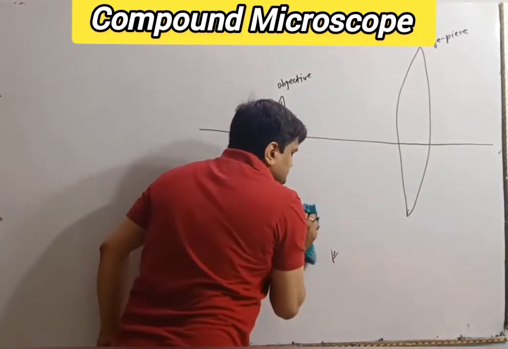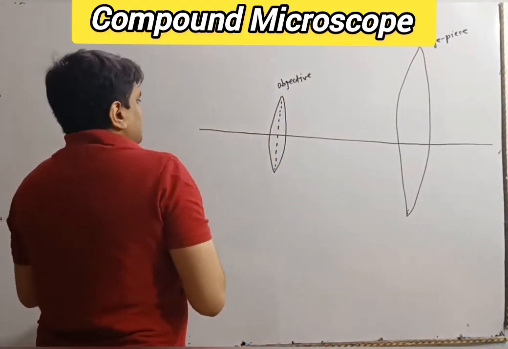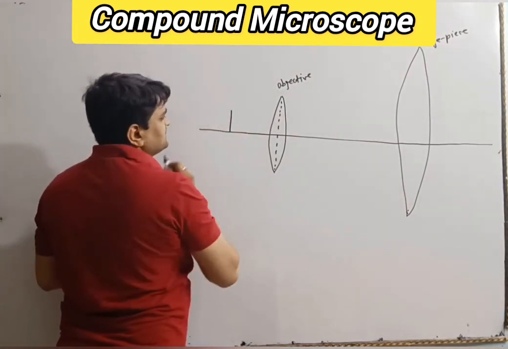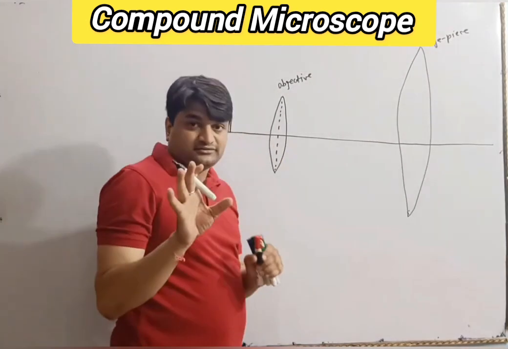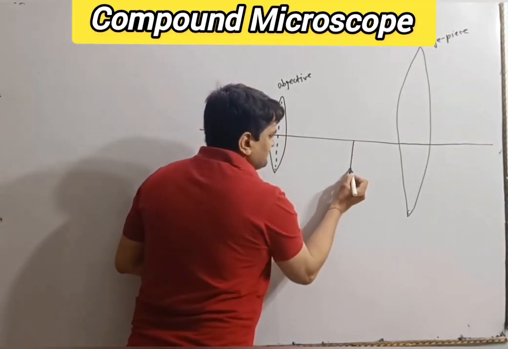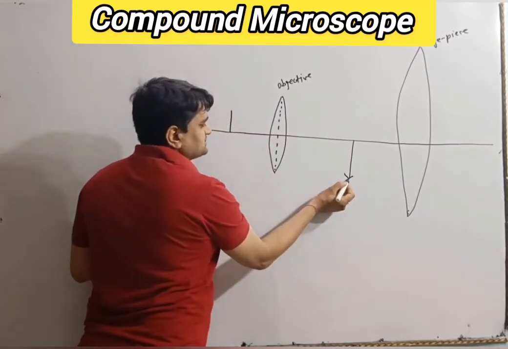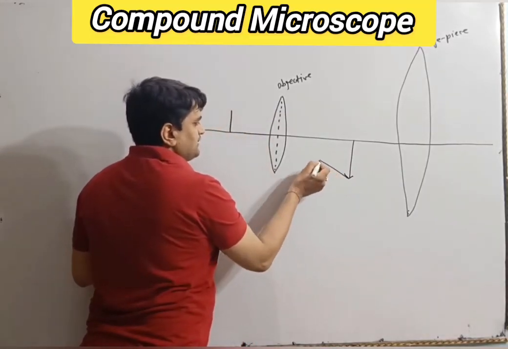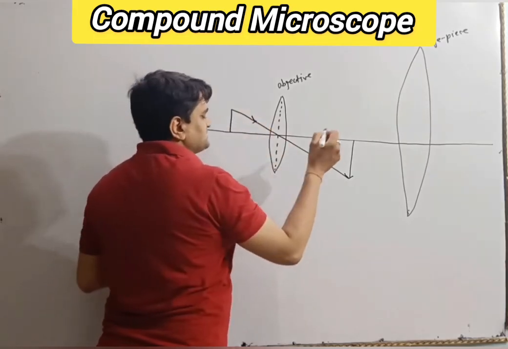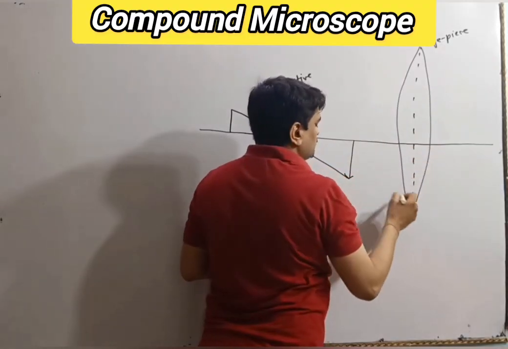Now let us first draw the ray diagram. Let's have an object here. Then see the trick. First make the image in this plane and then start in the reverse direction. Let it be this. First image, first line, and it will go like this.